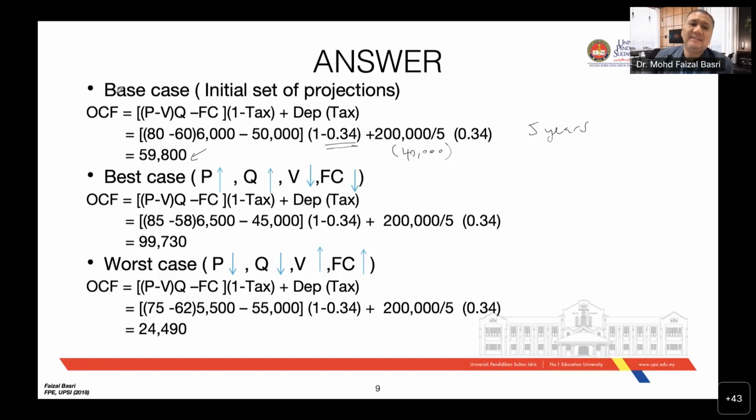Okay, but the question asks us to generate two alternatives, best case and worst case scenario. So for best case scenario, again, these are the rules that you need to understand. For best case, P and Q at the highest point, both costs will be at the lowest point. With the same formula, we're going to exchange all four variables according to these four rules. Okay, so meaning the price and quantity, we take the highest point. So P is at RM85 and Q at 6,500 units. And the cost VC and FC is 58 and 45,000 respectively, which is a lower bound. Both costs will be at the lower bound. Yang ni tadi eh.